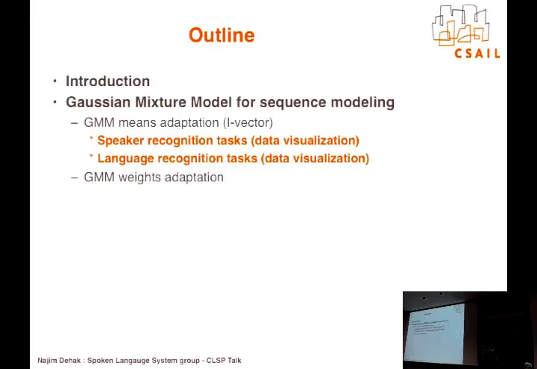Now, as I said, the I vectors are related to the adaptation of the means. Lately, I had to switch direction because I had a visit from students from KU Leuven in Belgium, and they were interested in the weights. So we started working on it together with his supervisor, looking into how we can adapt the weights. But the problem with the weights is that they must sum to 1 and they must always be positive. That is a constraint that is different from the I vectors, so you need to deal with it.